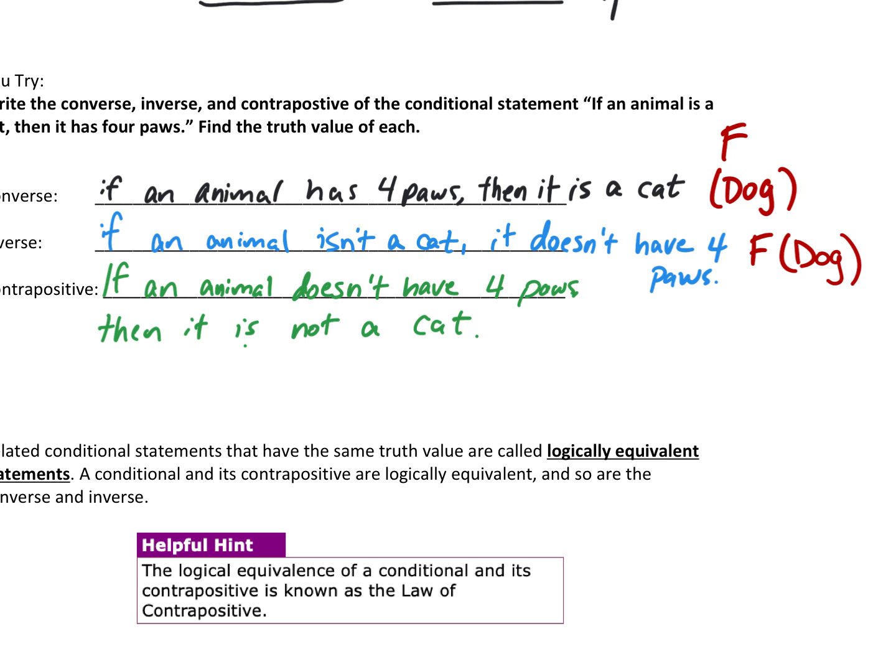The contrapositive here, if an animal does not have 4 paws, then it is not a cat. This is a true statement, right? All cats have 4 paws. Therefore, if an animal doesn't have 4 paws, then it is not a cat.